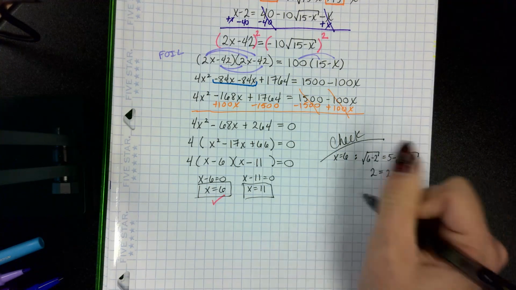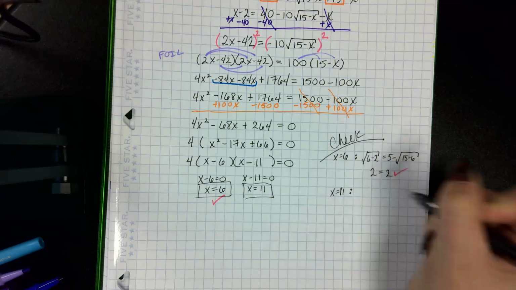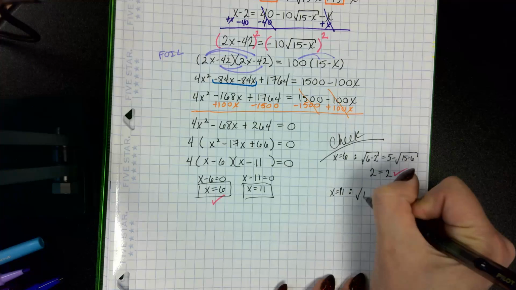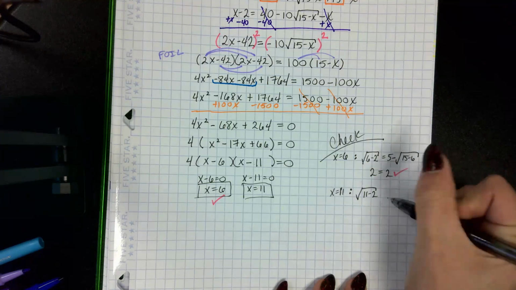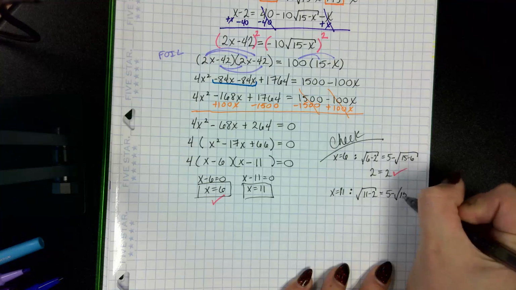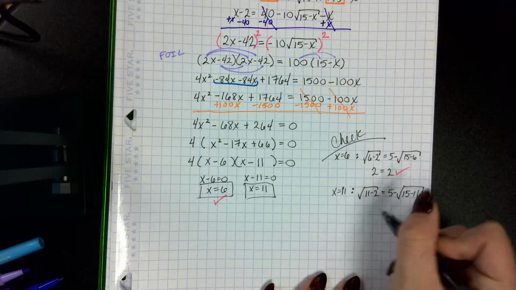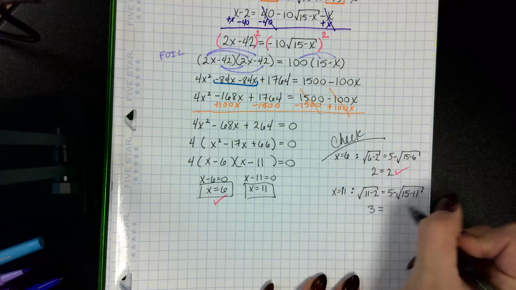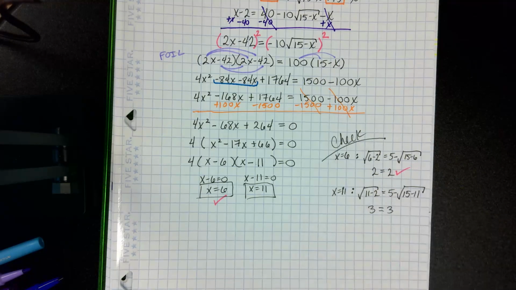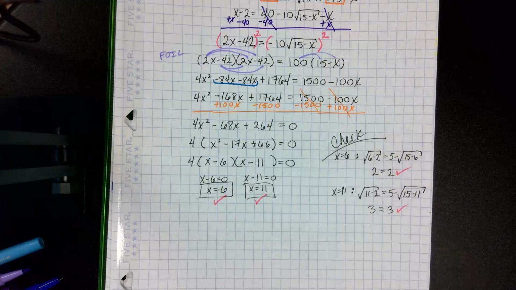I'm going to check when x equals 11. So I have the square root of 11 minus 2 equals 5 minus the square root of 15 minus 11. Calculate the left side, it's 3, equals calculate the right side, it's 3. Yes, 3 equals 3, so x equals 11 is also a solution.